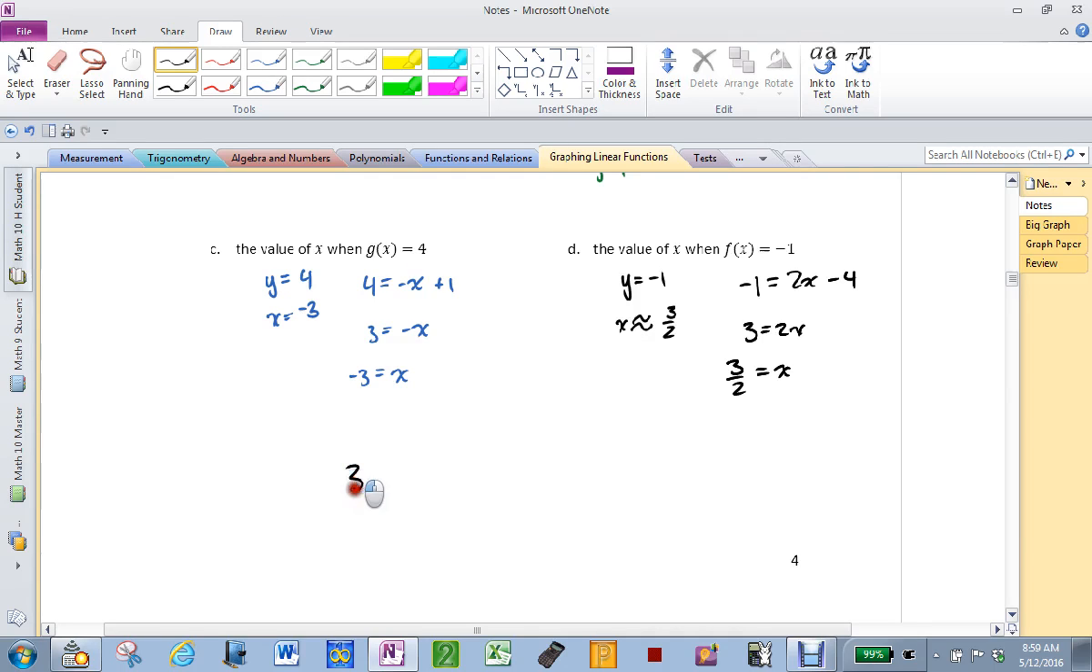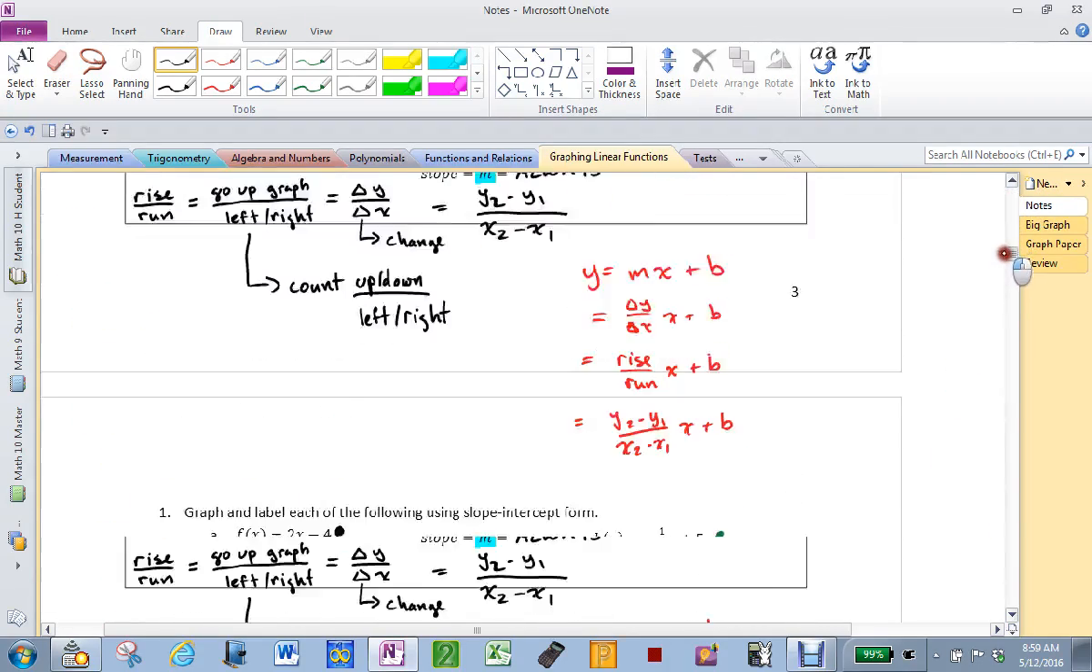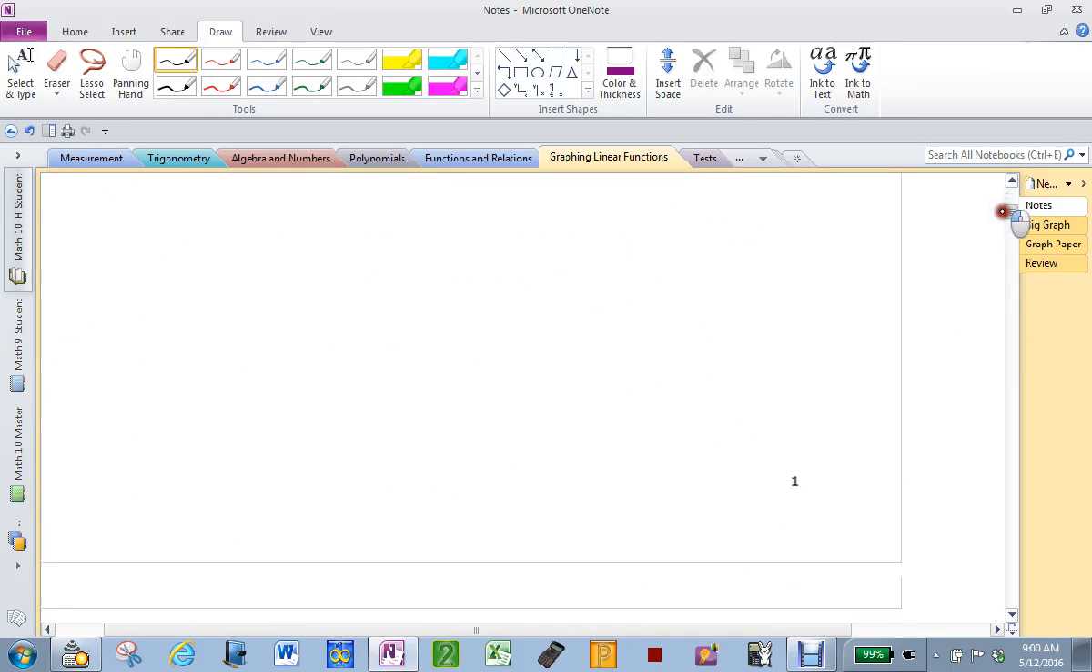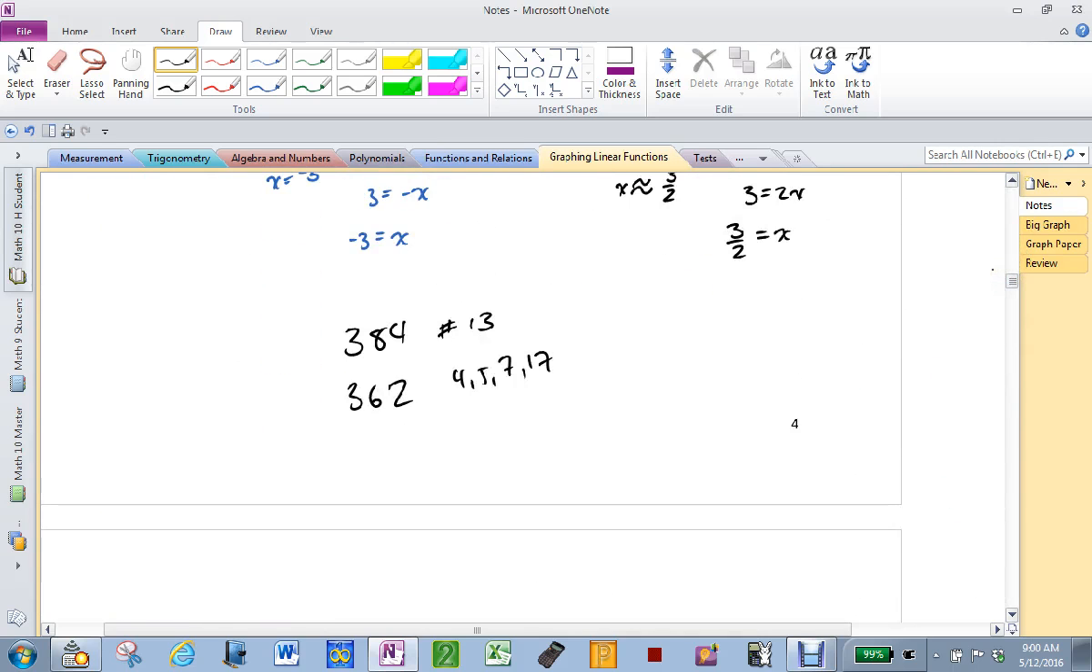Okay, so now you should be able to do 384, number 13, and 362, 4, 5, 7, and 17, I think it is, yeah? Okay. Let's do it, though. Now, this one, you want to be using mx plus b.